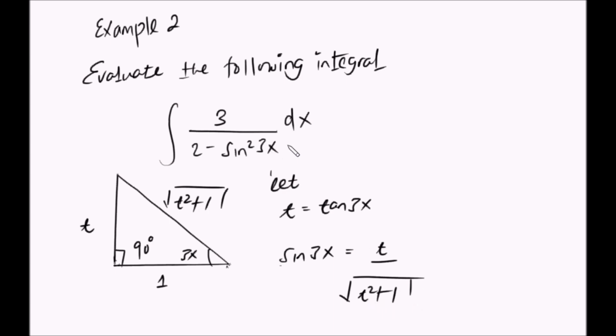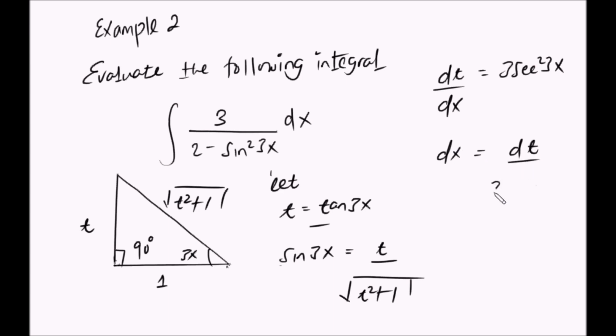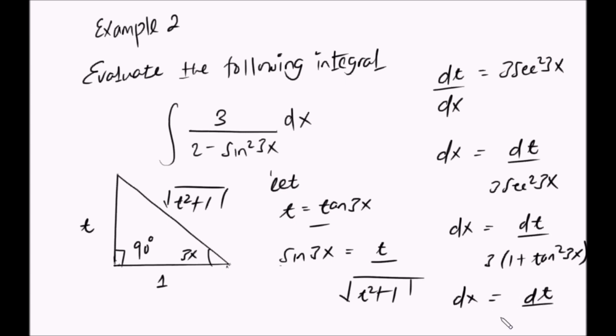What remains? dx. To get dx, I just differentiate dt with respect to x from here. I'll just get 3 sec squared 3x. So if I make dx the subject, it's going to be dt over 3 sec squared 3x. But sec squared of 3x is 1 plus tan squared of 3x. So dx itself will be dt over 3 times (1 plus t squared).